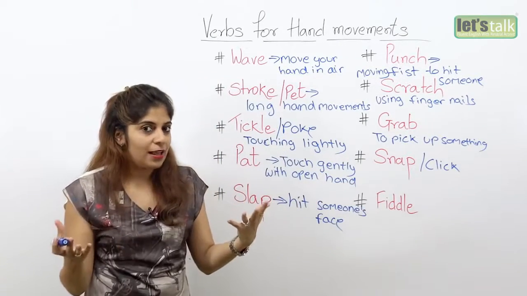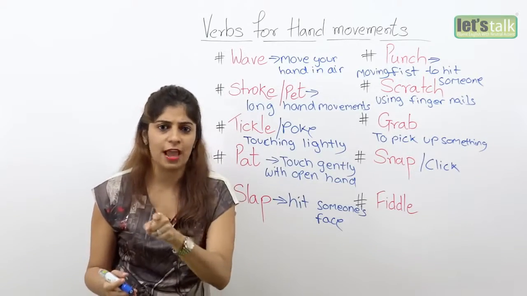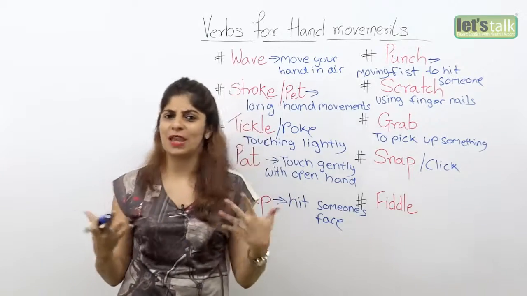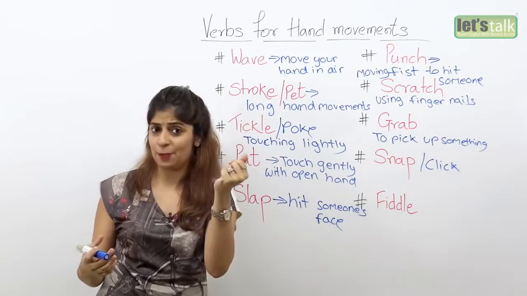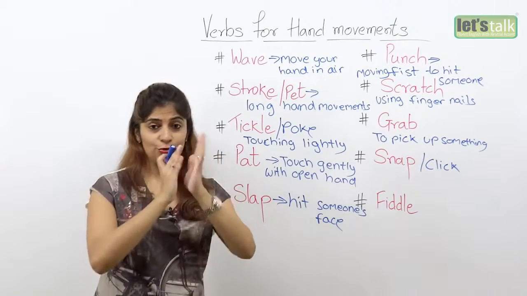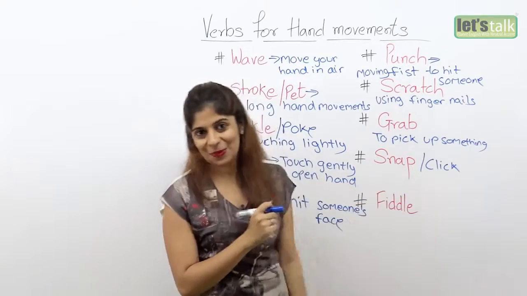So when do you do that? When you want someone to hurry up, you're like, you need to do that fast. So you snap, or just to make a sound, you snap your fingers, right? So the correct verb, when you do so, is snapping or clicking, right?